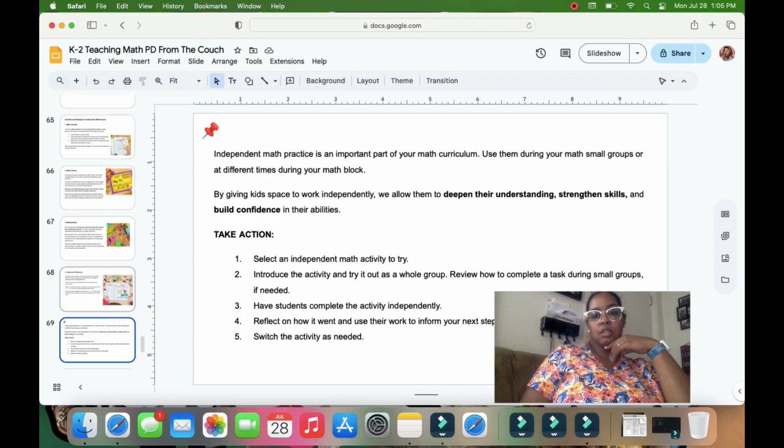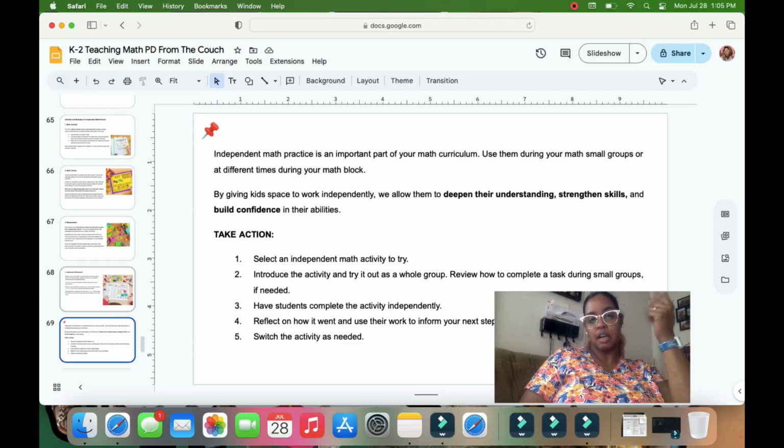Definitely use them during your math small groups or at different times in the math block. But giving kids space to work independently allows them to deepen their understanding, strengthen their skills, and then, of course, build confidence within their abilities.